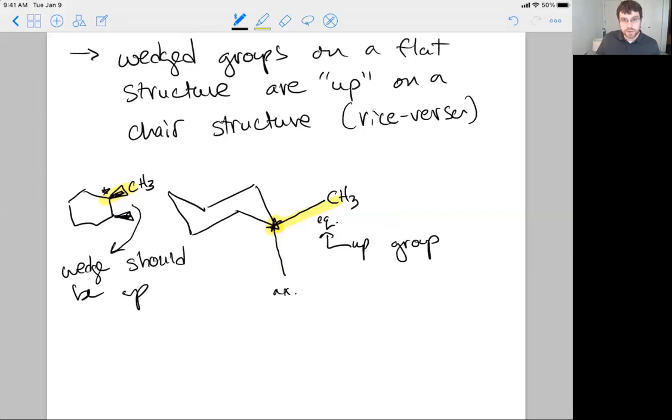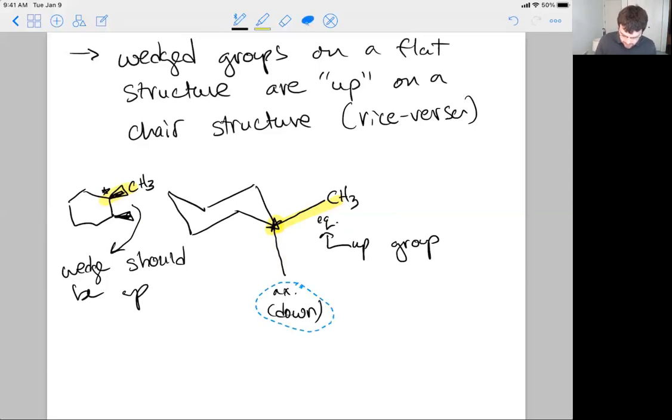So the equatorial position in this case is my up group. And the reason why I can tell that is, well, there are always two positions attached to any carbon on a chair structure, an axial and an equatorial position. One of them has to be the up group. The other one has to be the down group. How do I tell? Well, I usually just look at the axial position. That should tell me whether the equatorial is an up group or a down group. Here, the axial is pointing straight down. So the equatorial position is slanted upwards, so that's my up group. So I'm going to add a CH3 at my equatorial or up group.